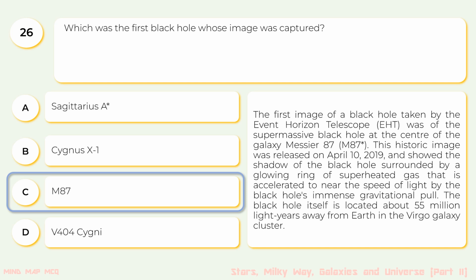This historic image was released on April 10, 2019, and showed the shadow of the black hole surrounded by a glowing ring of superheated gas that is accelerated to near the speed of light by the black hole's immense gravitational pull. The black hole itself is located about 55 million light years away from Earth in the Virgo galaxy cluster.